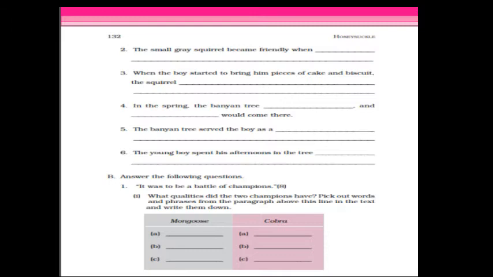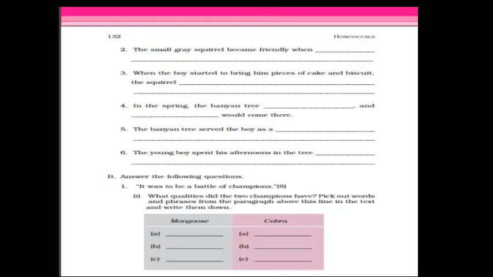So children, these are the incomplete sentences. By adding a sentence to each, we have completed them. Now here the second one is: answer the following questions. It was to be a battle of champions. What qualities did the two champions have? Pick out words and phrases from the paragraph above this line in the text and write them down. Here, what qualities does the mongoose have, and at the same time what qualities does the cobra have? You have to differentiate and write it down.